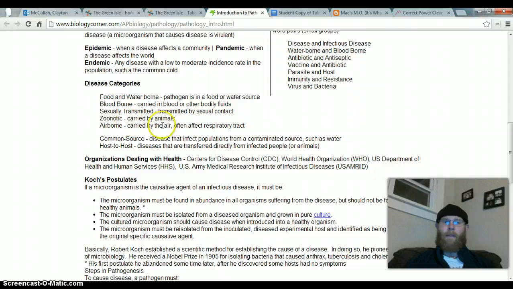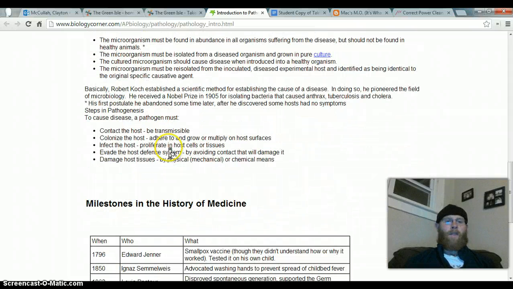the different types of categories based on how they're transmitted, and then, of course, if you scroll all the way down, these are the criteria that must be met in order for an infection to take place.